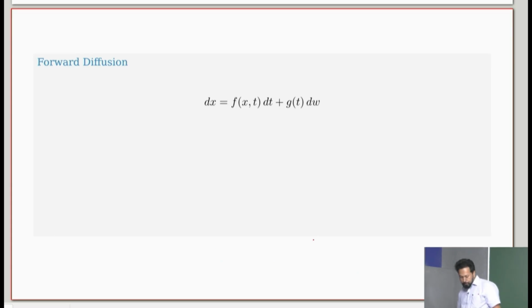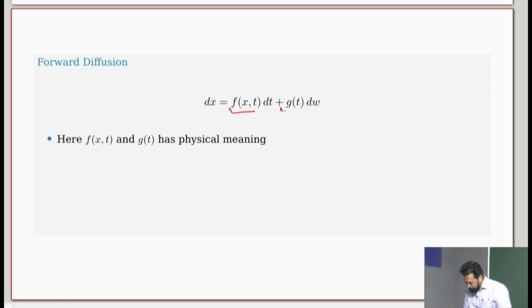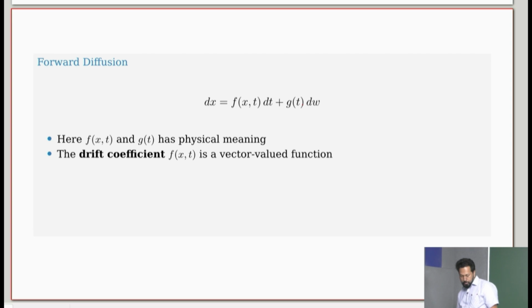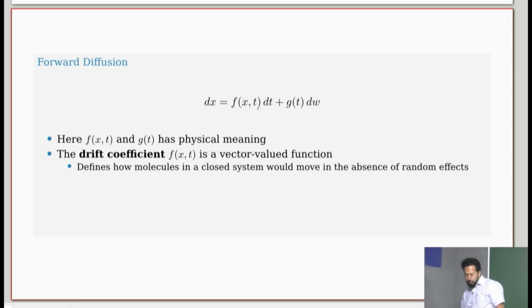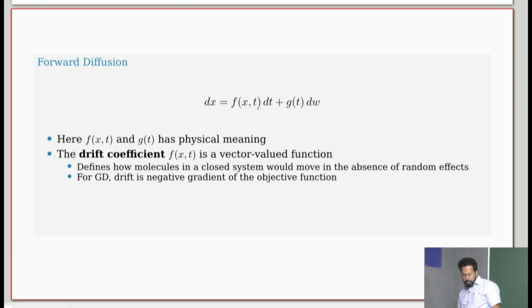Now, this is the forward diffusion. If the diffusion is defined like this, then f(xt) and g have some physical meaning. The first one we call the drift coefficient. In the SGD case, it was the negative of the gradient, and we followed that. Physically, it could be like how molecules in a closed system move in the absence of random effect. This is usually seen in Brownian motion and things like that. For GD, drift was the negative gradient.